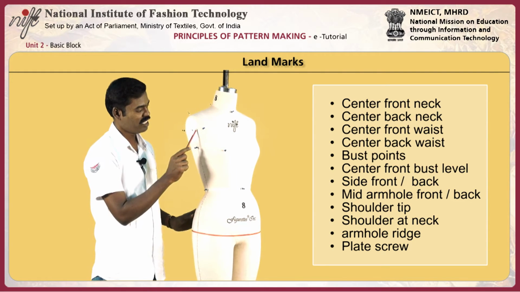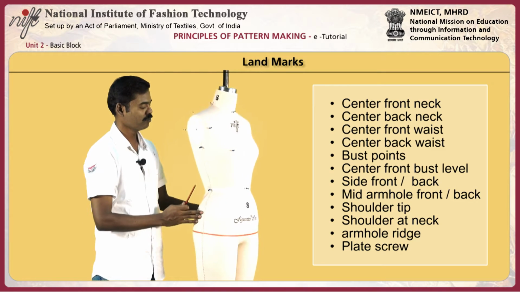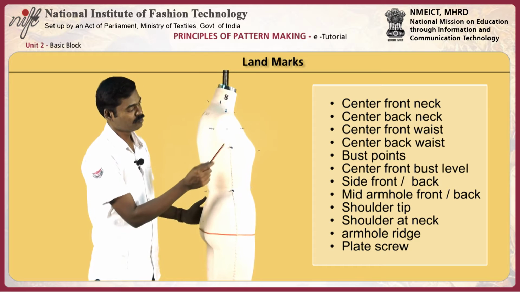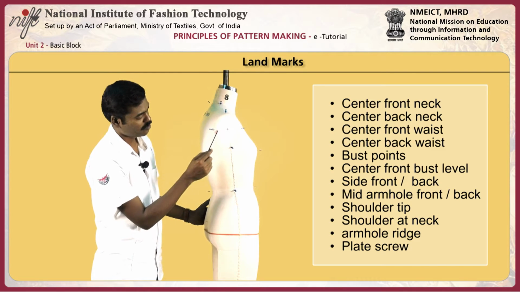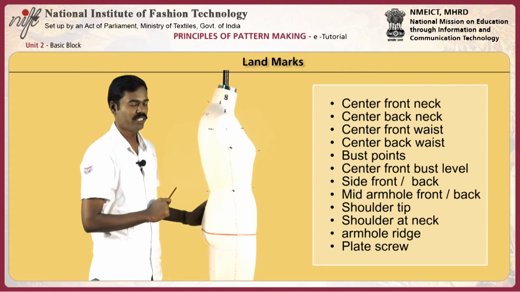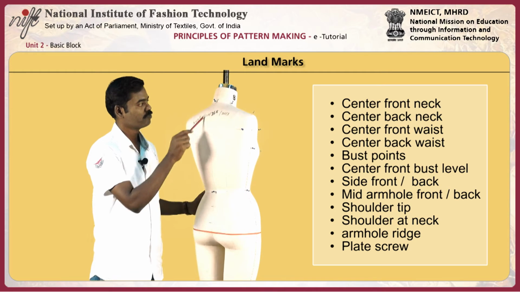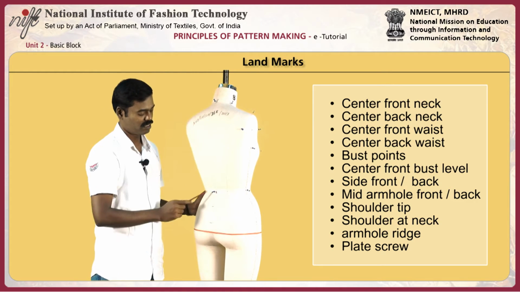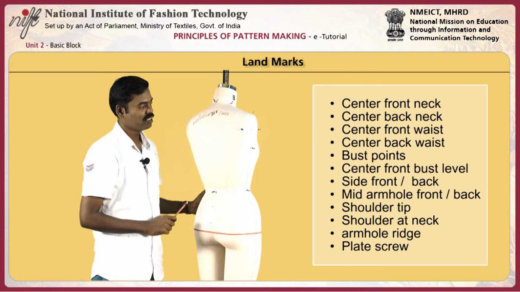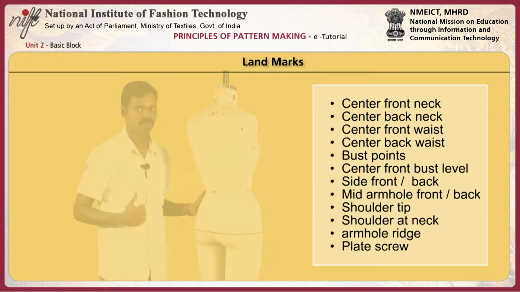If you make a horizontal line from the armhole screw and mark on the armhole, this point is called mid armhole front. From the armhole screw, make a horizontal line and draw in the back armhole. This point is called mid armhole back. Center back neck, center back waist. These designated points are called landmarks in the body.